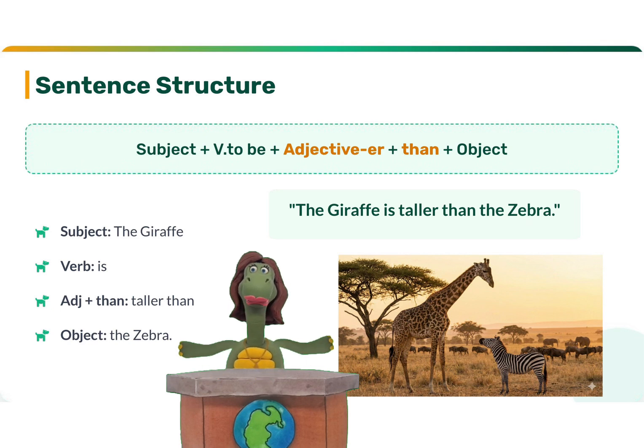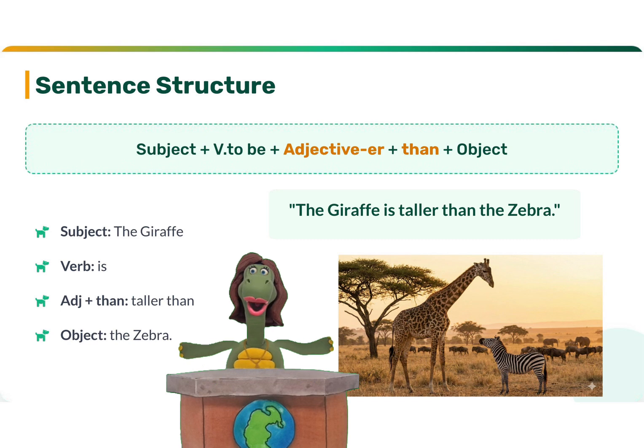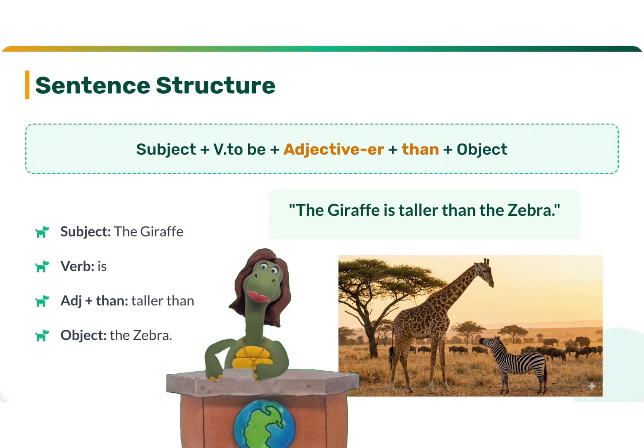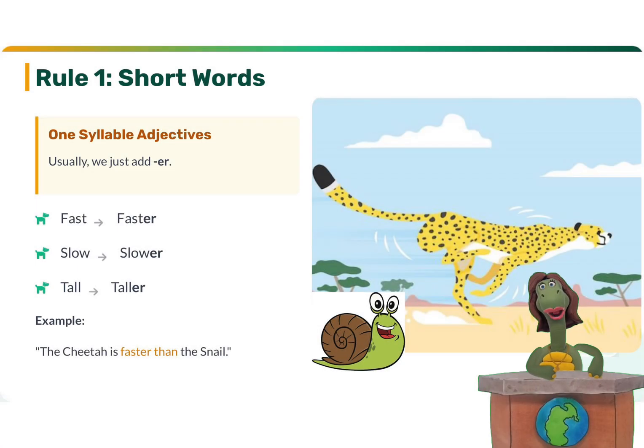Look at this picture of the giraffe and the zebra. Our sentence is, the giraffe is taller than the zebra. In this case, the subject is the giraffe, the verb is "is", the adjective with than is "taller than", and the object is the zebra. Let's begin with Rule 1.